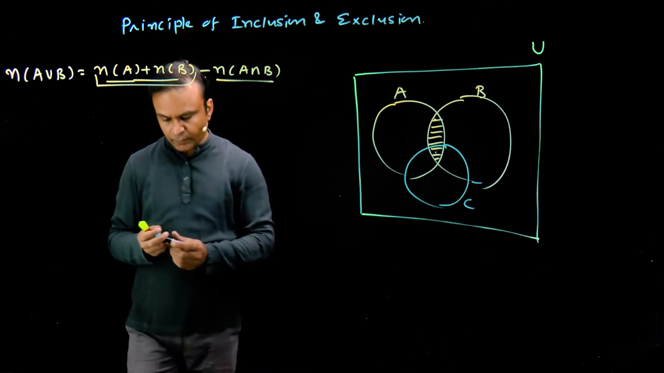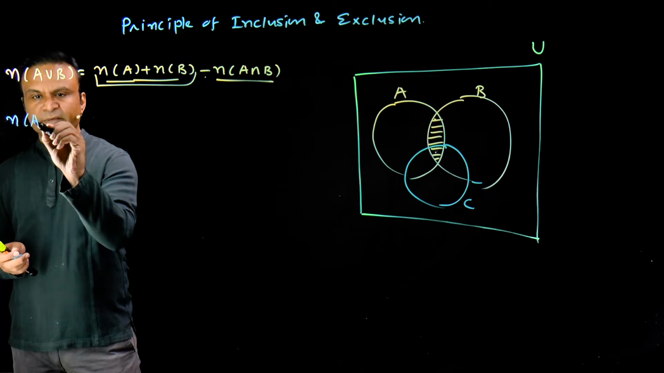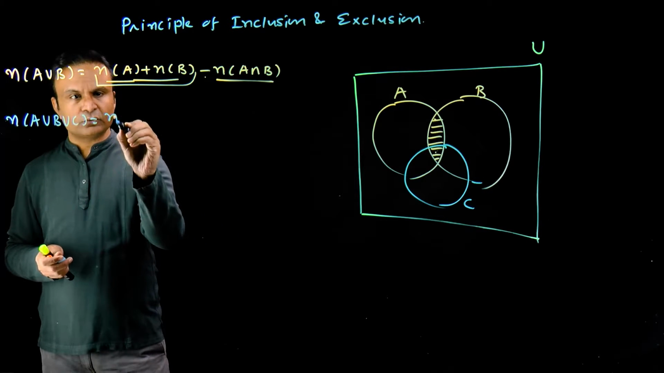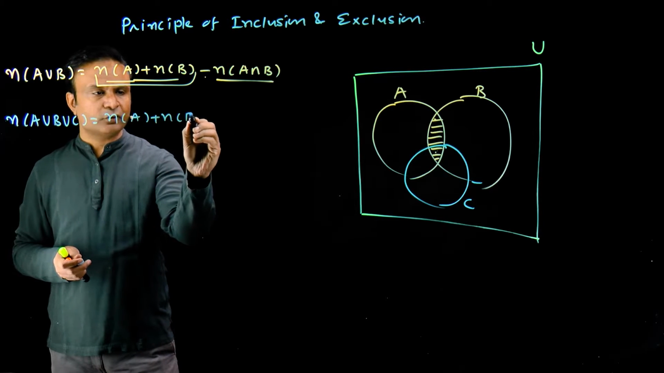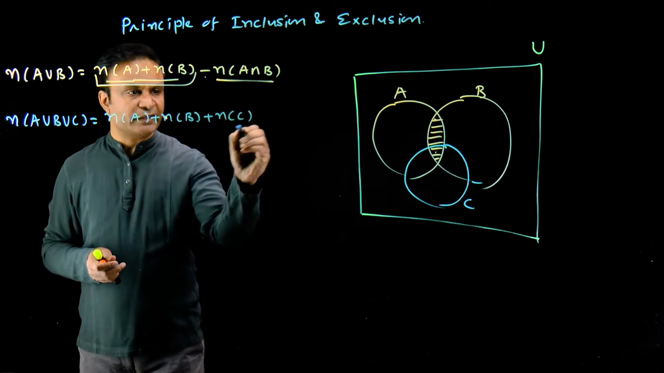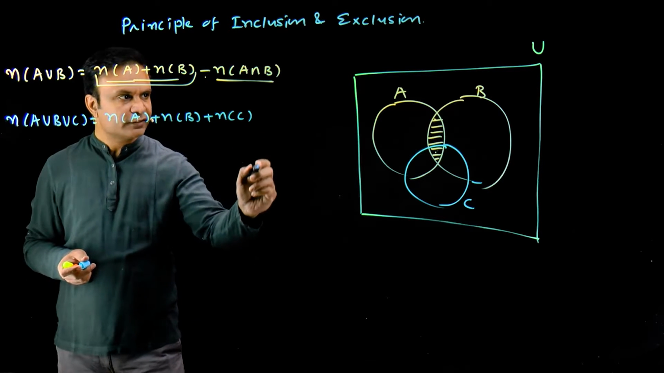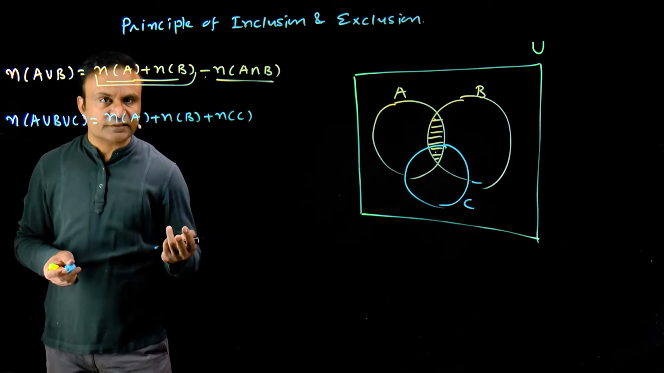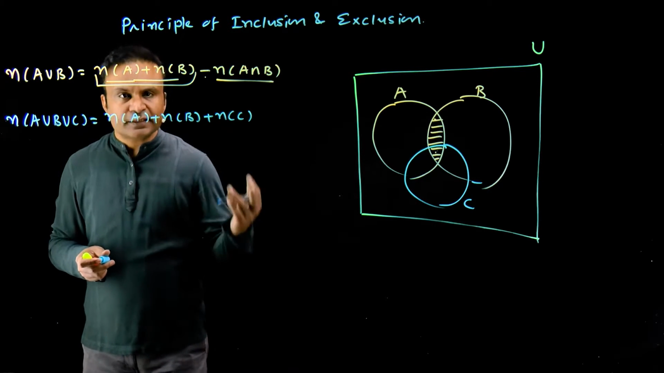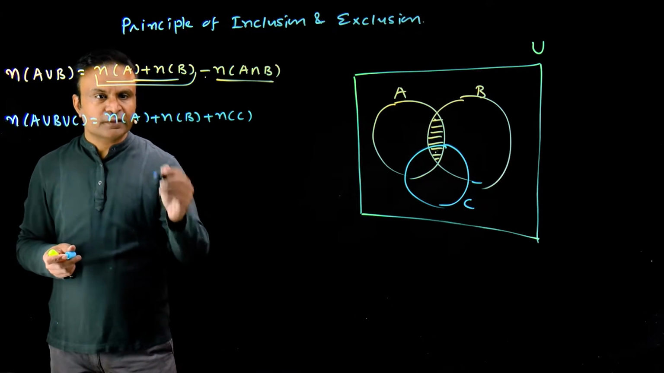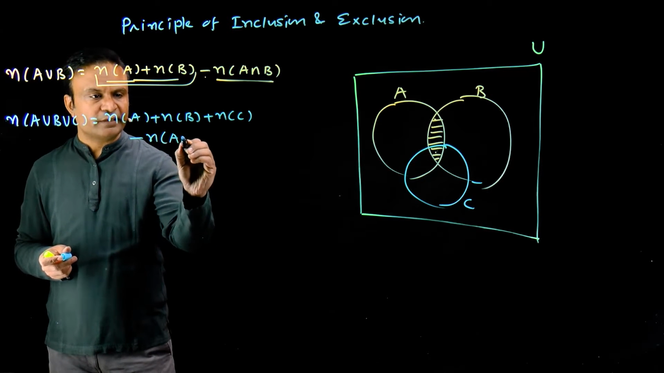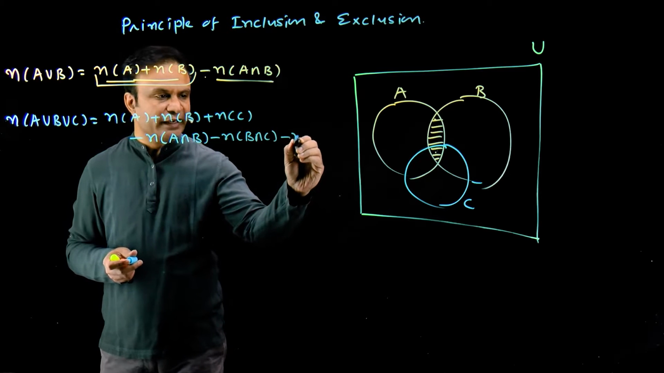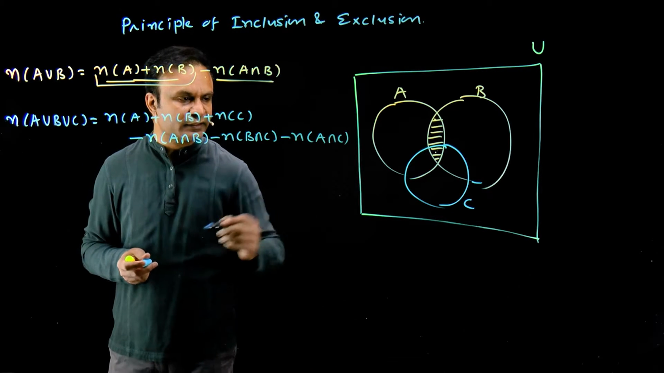Okay, now what is the formula for the number of elements in A union B union C? This is equal to the number of elements in A plus the number of elements in B plus the number of elements in C. But in this addition, each intersection of sets taken two at a time has been counted twice. So we will be subtracting the intersection of sets taken two at a time. So we have minus number of elements in A intersection B, minus number of elements in B intersection C, minus number of elements in A intersection C.